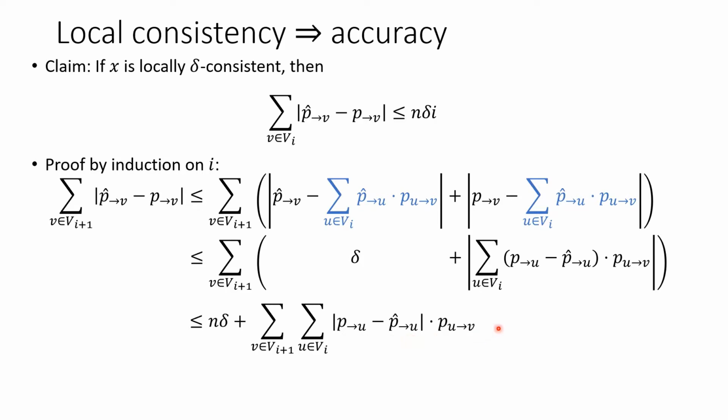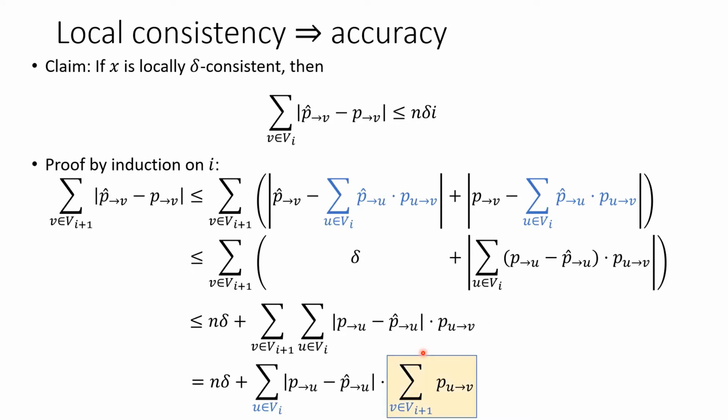Okay. Now let's interchange the order of summation. That way, when we look at the inner sum, we've fixed some vertex u in layer I, and we're looking at the sum of the transition probabilities from u to the vertices in layer I plus 1. Well, it's a probability distribution, so the transition probabilities sum to 1. Therefore, we can actually just drop that inner sum.